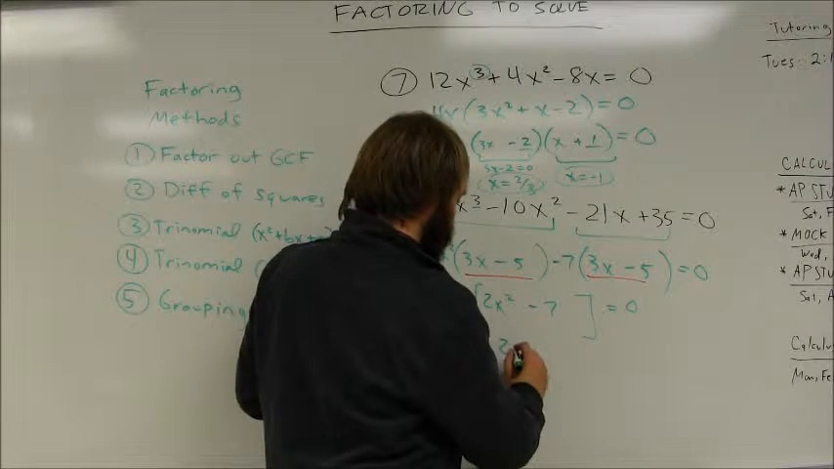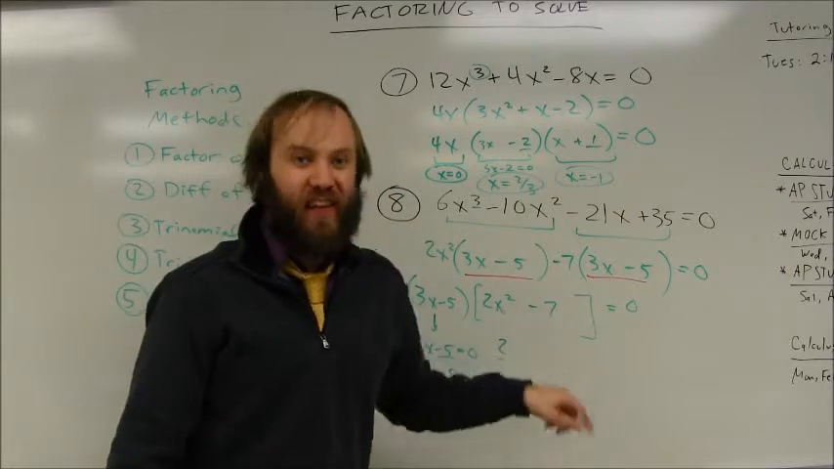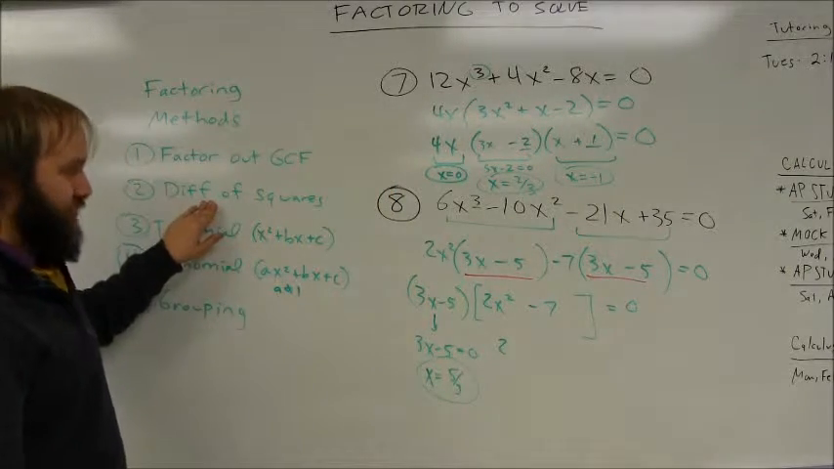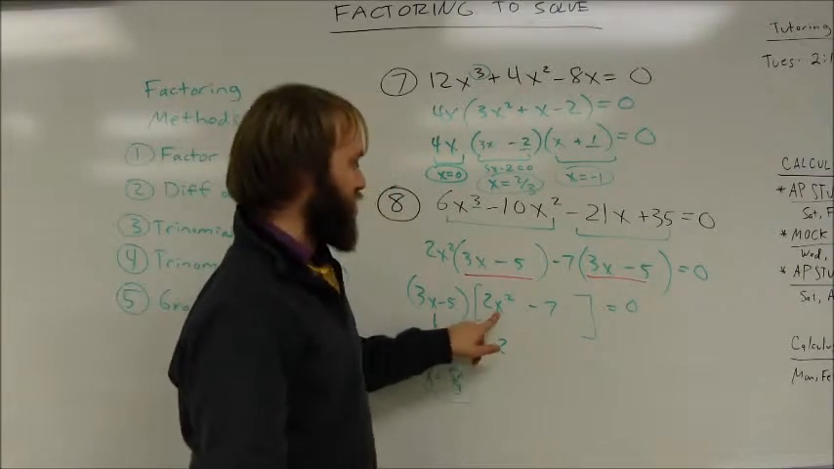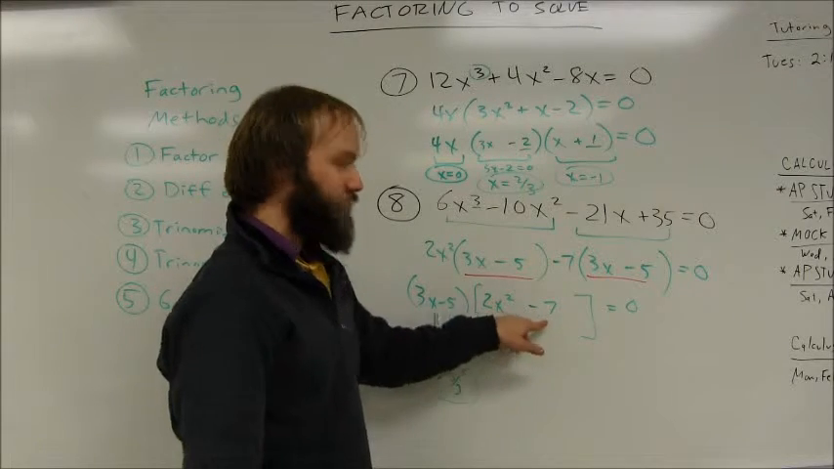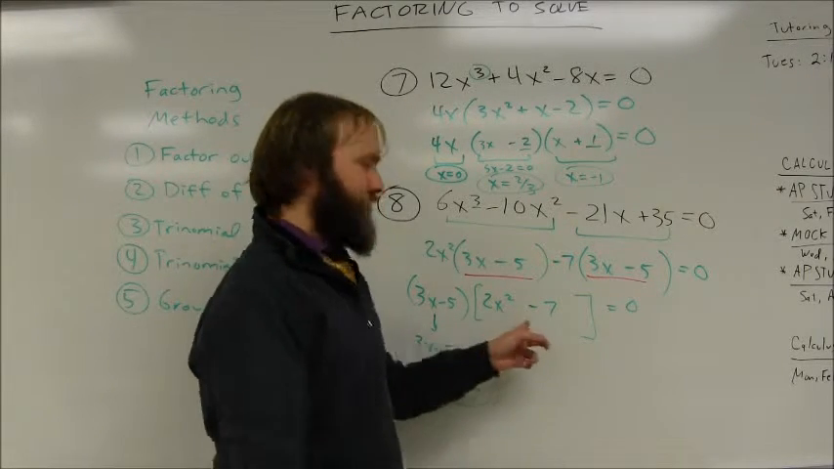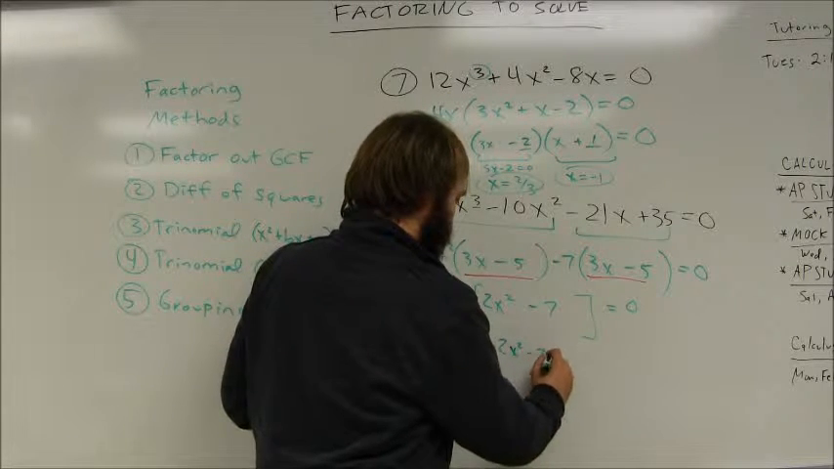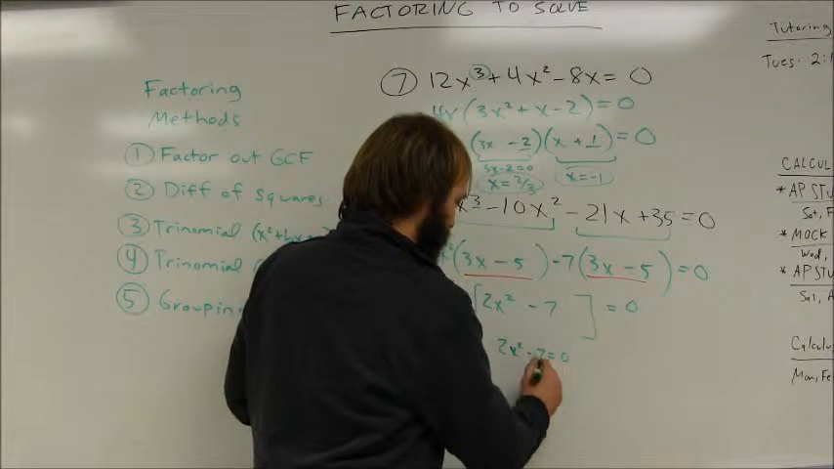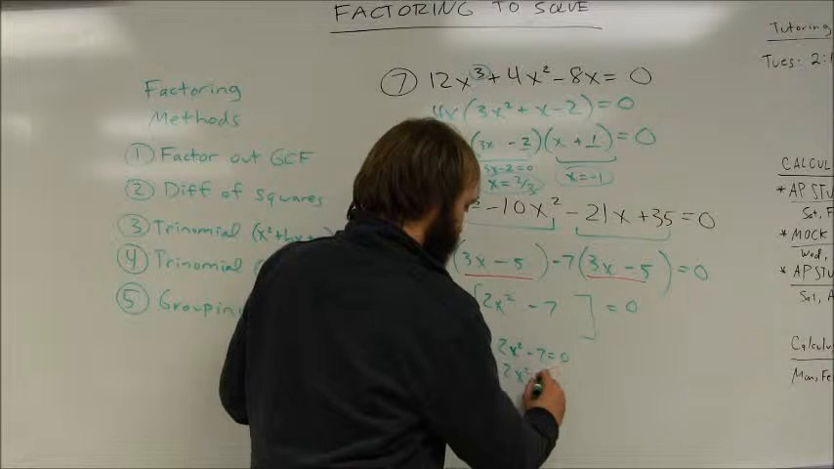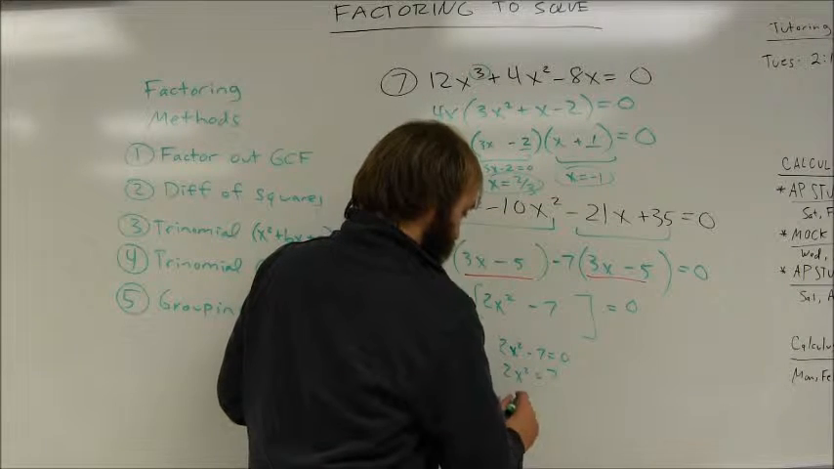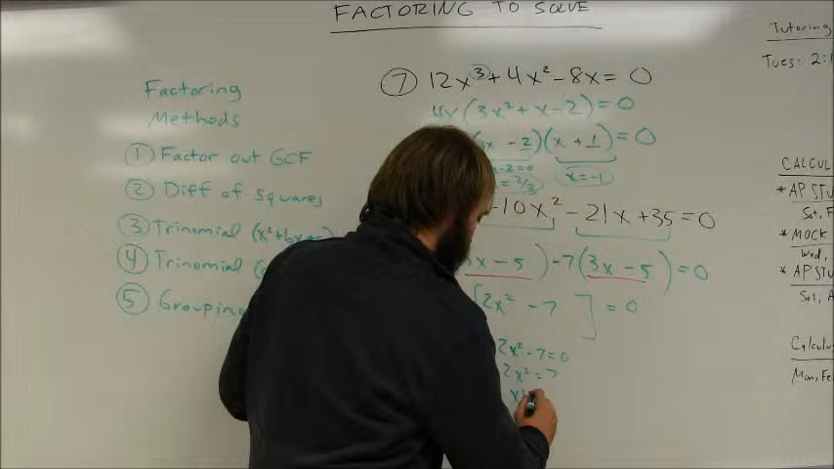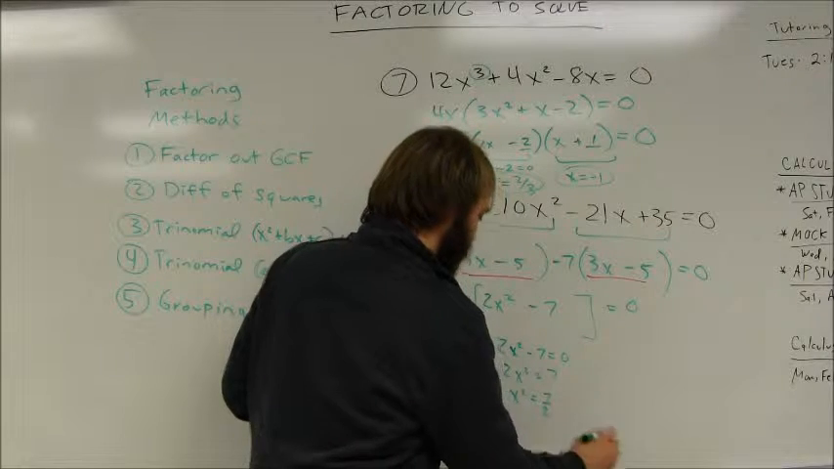2x squared minus 7, by the way, looks like a difference of squares. Looks like it's going to factor down more, but you'll notice no GCF. It's a difference, but they're not perfect squares. But notice there's only one variable here. Okay, I don't have to do anything fancy. 2x squared minus 7 is equal to 0. I can add 7 to both sides. I get 2x squared is equal to 7. Divide both sides by 2. X squared is going to be equal to 7/2.